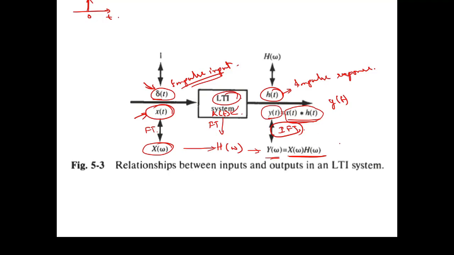Now, performing multiplication is much easier as compared to performing the convolution. Many a time you will find that this approach is being followed. I mean to say that the output is computed in the frequency domain, and then through inverse Fourier transform we get to the time domain signal.